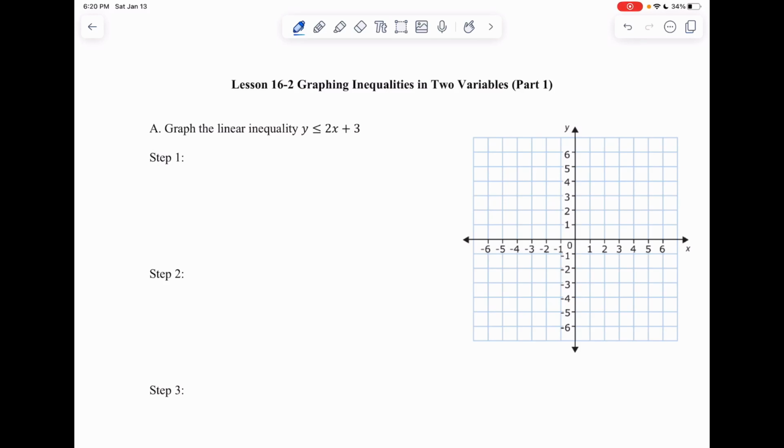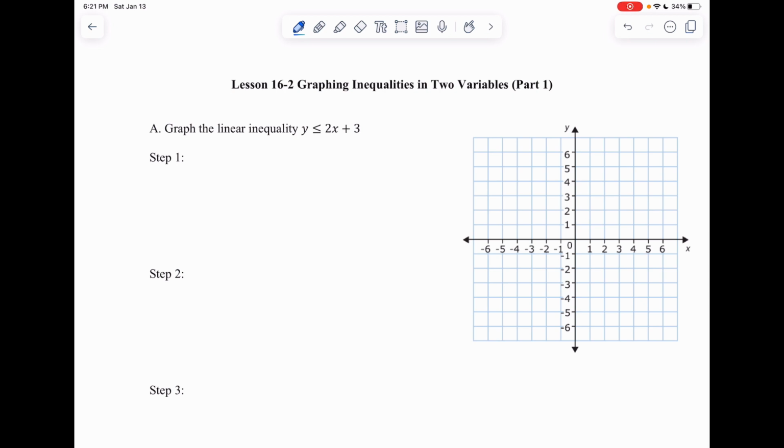Hi everyone, welcome to the lesson 16.2, Graphing Inequalities in Two Variables Part 1 video. In the lesson 16.1 video, we were introduced to graphing inequalities in two variables. And in this video, I'm going to give you a step-by-step list to graph any inequality in two variables.